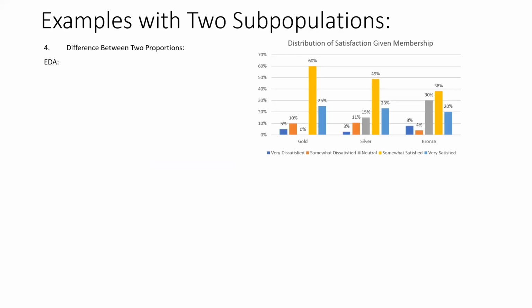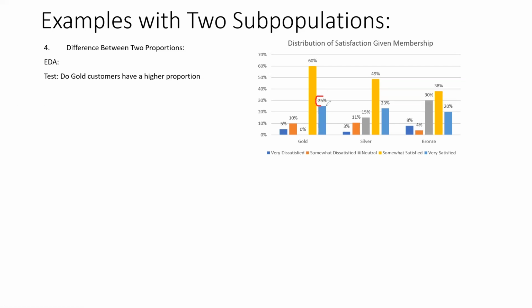Right. Example 4, I have this exploratory data analysis that I did, and I was looking at the distribution of satisfaction given membership. Now, if you like this one and you want to use it, there's more here than the one I'm finding. I'm just spotting one of them. And the one I'm spotting is I looked at the gold customers and the bar for very satisfied. So that gives me this 25% right here.